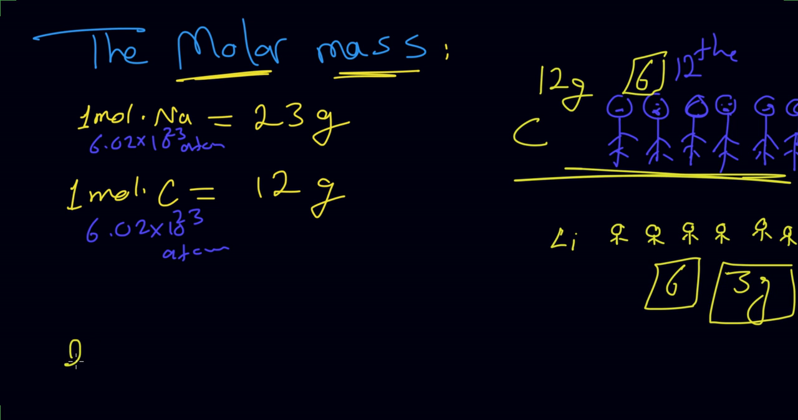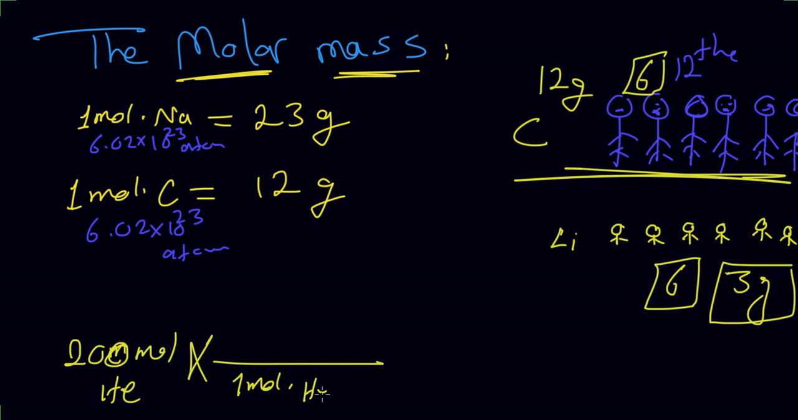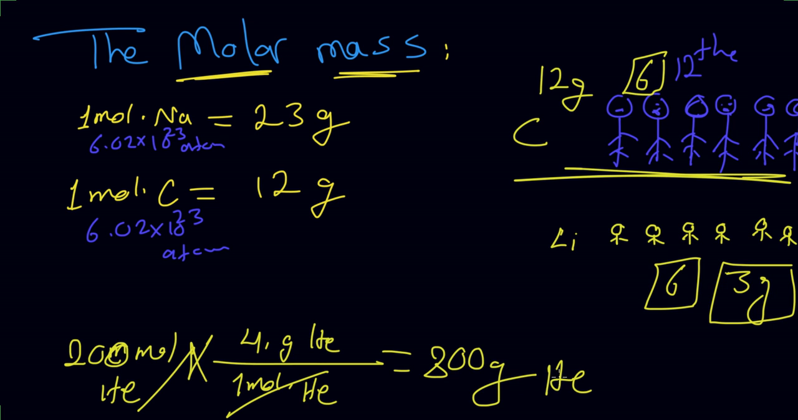If you have 200 mole of helium, how many gram are there? So you will multiply by a conversion factor. You say, 1 mole of helium, this is given, guys, is 4 gram of helium. So mole and mole cancelled. 2 multiplied by 4 is equal to 8, so you say 800 gram of helium.